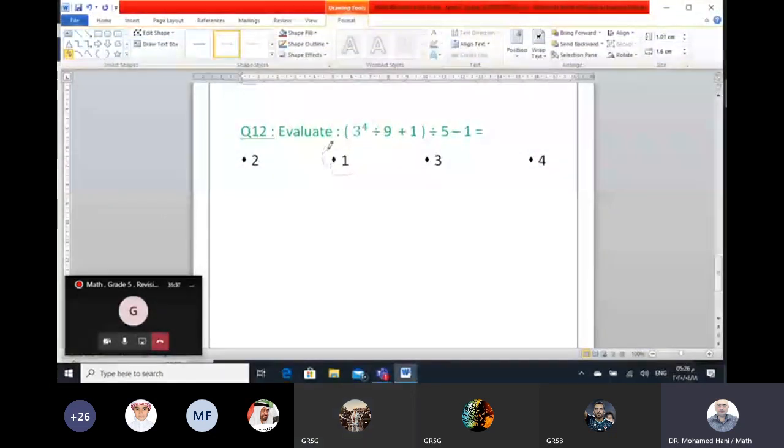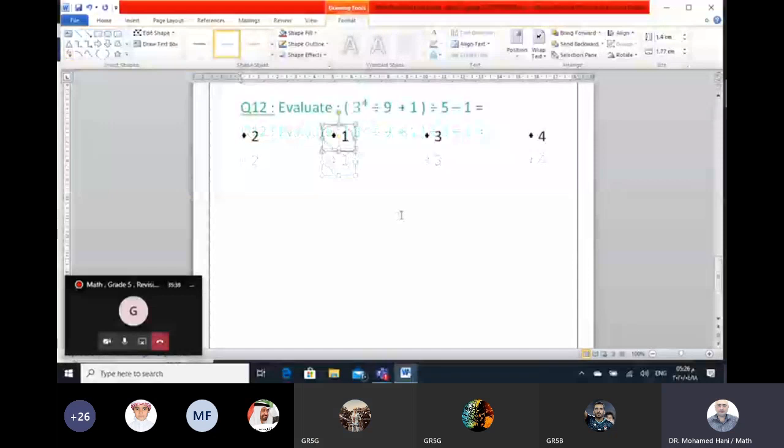The right answer will be 1. Why? Listen. The order of operations: between parentheses, we have power, we have divide, we have plus. The order starts with the exponent. 3 exponent 4 means 3 times 3 times 3 times 3, four times. 3 times 3 will be 9, times 3 will be 27, 27 times 3 will be 81. So the value here is 81.